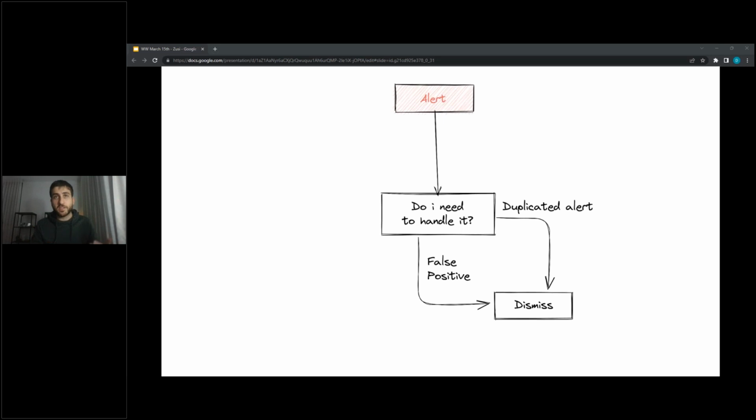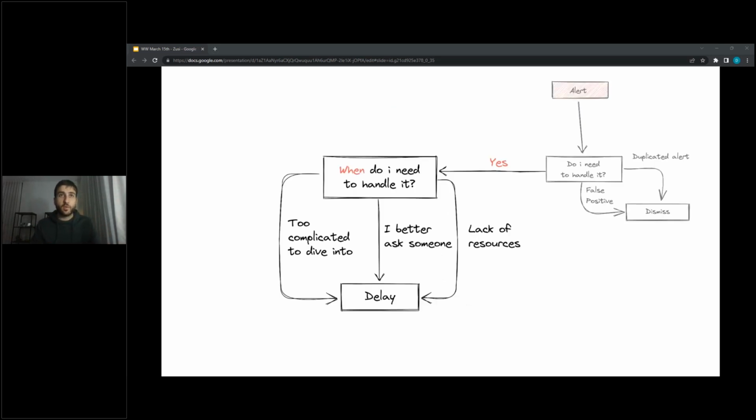Let's say I actually need to handle it. It's not a false positive, it's not duplicated. So now I need to understand prioritization, right? When do I need to handle it? It might be just too complicated to dive into right now, and I have better things to do with my time. That very much tracks and makes sense, right?